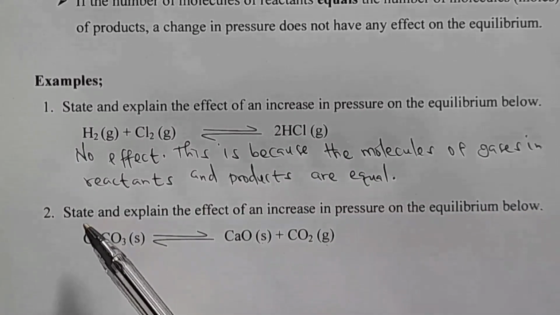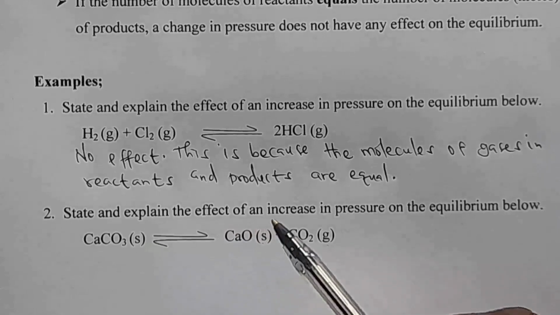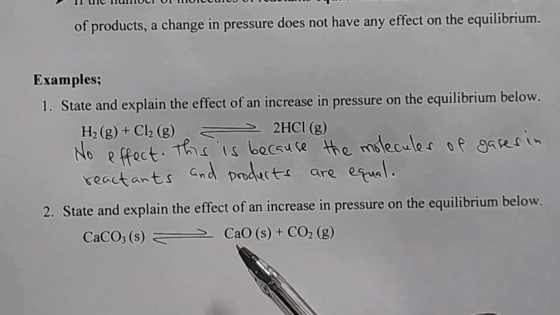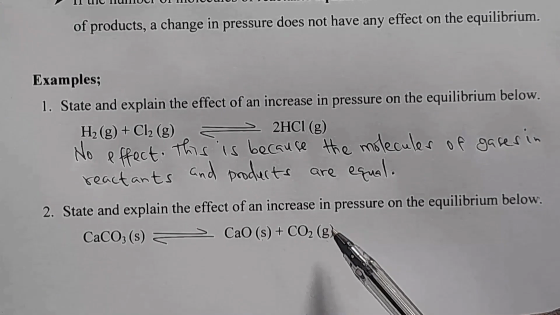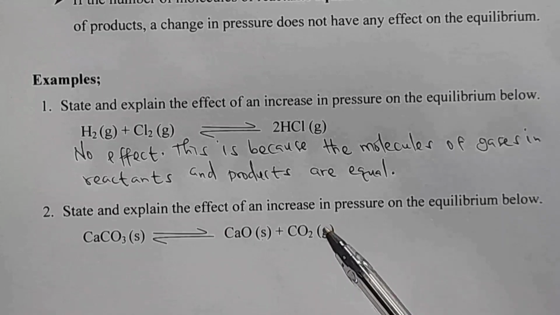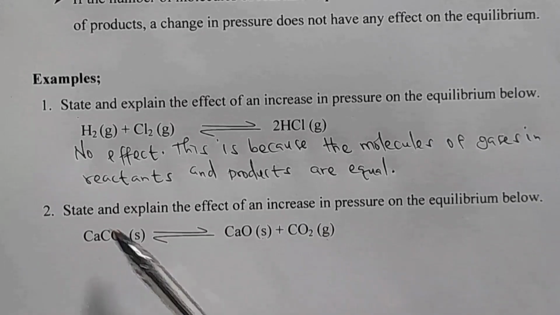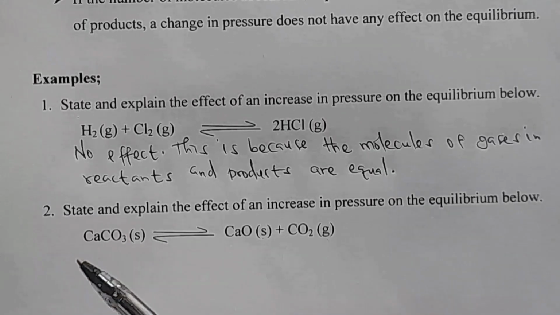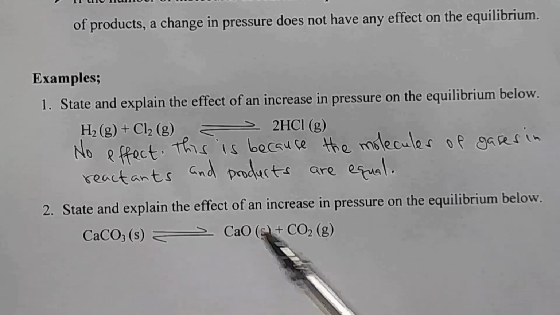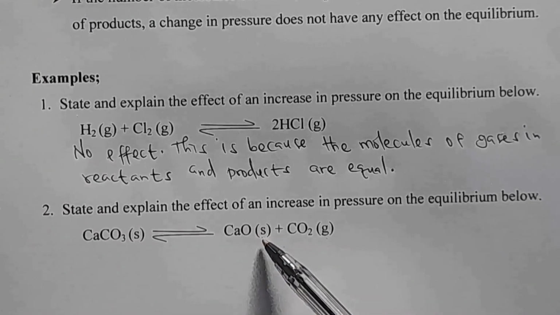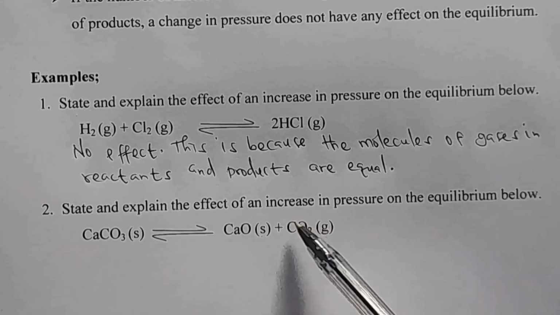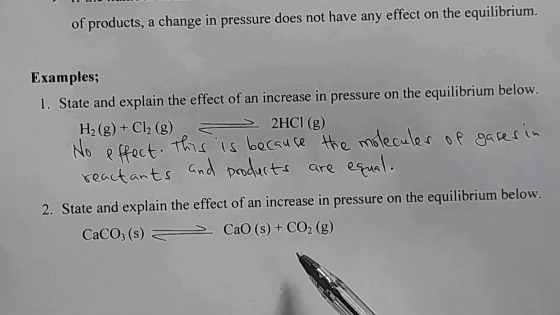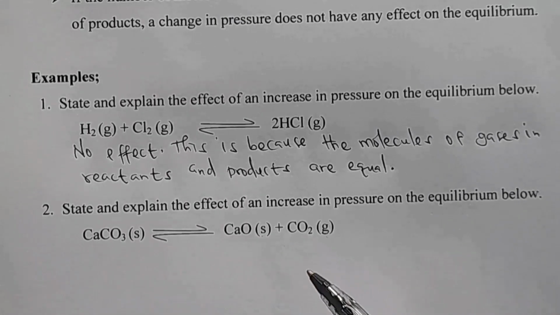In question 2, we are told to state and explain the effect of an increase in pressure on the equilibrium below. We have calcium carbonate solid, and as products calcium oxide solid and carbon dioxide. Let's count the number of molecules on the reactant side. We have 0 molecules, because calcium carbonate is a solid, not a gas. Calcium oxide is also a solid, so we don't count it. Here we have 1 molecule of carbon dioxide. That means the product side has 1 molecule of gas.